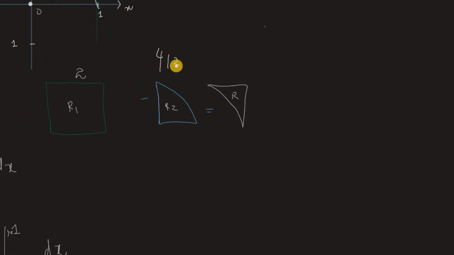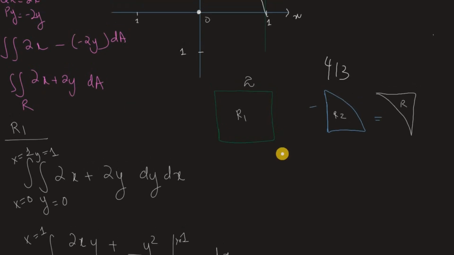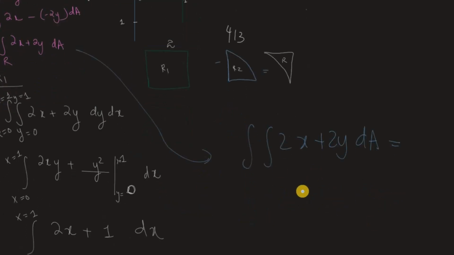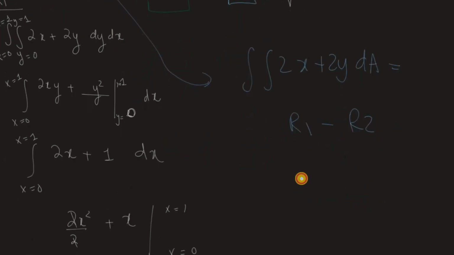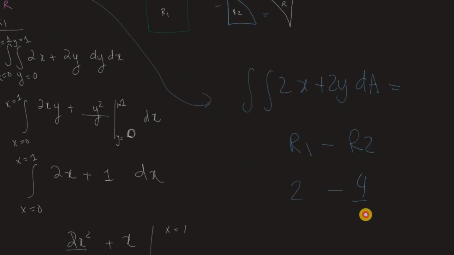4 over 3 for the region, but we want to find it for the original region, remember. So in order to find the final answer, we simply need to take this integral, 2x plus 2y dA, and this is equal to region 1 minus region 2, and we know region 1 is equal to 2 and region 2 is equal to 4 over 3. So the final answer turns out to be 2 over 3.